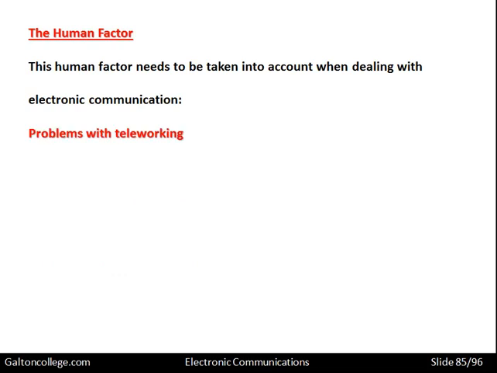So the human factor needs to be taken into account when we deal with electronic communications, and there are problems with it, as I've been suggesting earlier. There's decreased opportunity for development and promotion. Because we're not so visible in the office, it may be we get passed over for promotion, or passed over for interesting jobs and tasks, because we're simply not seen. We're away from the office. We're not communicating face to face, and there's no interaction with our superiors or managers. So it may be the case that we get passed over.